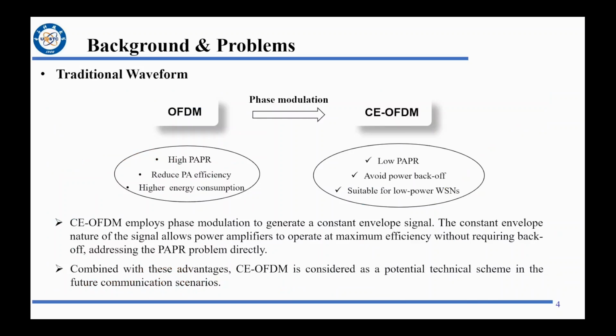Traditional OFDM is widely used in communication systems due to its robustness. However, OFDM has extremely high PAPR, as we mentioned before, which will reduce power amplifier efficiency and result in higher power consumption. To address this challenge, we turn to constant envelope OFDM, which applies phase modulation to generate a constant envelope signal. This allows power amplifiers to operate at their most efficient point without the need for power back-off, addressing the PAPR problem directly. Hence, combined with this advantage, COFDM is considered a potential technique in future communication systems.